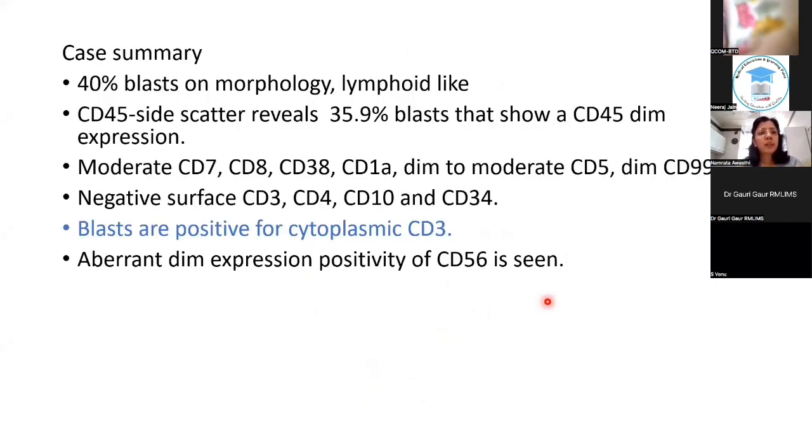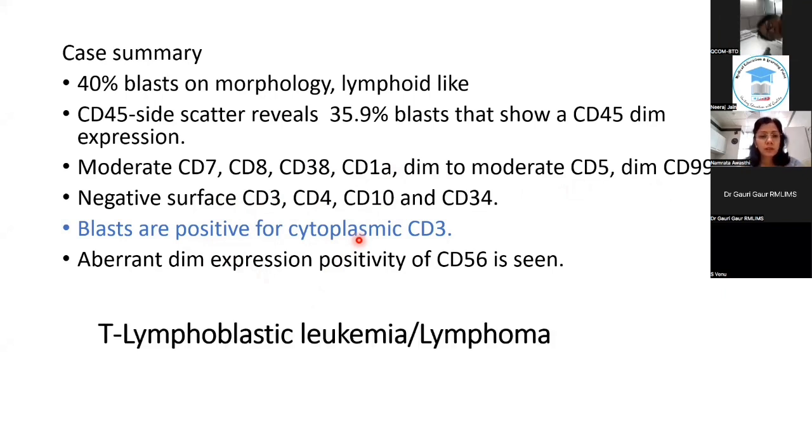So to summarize, there were 40% blasts on morphology, which were lymphoid-like. CD45 side scatter revealed 36% blasts that show a dim CD45 expression. There was moderate expression of CD7, 8, 38, 1a, dim CD5, and dim CD99. There was negative surface expression of CD3, 4, 10, and 34. But the blasts are positive for cytoplasmic CD3. There was aberrant expression of CD56. So what is this? This is a case of T lymphoblastic leukemia lymphoma.